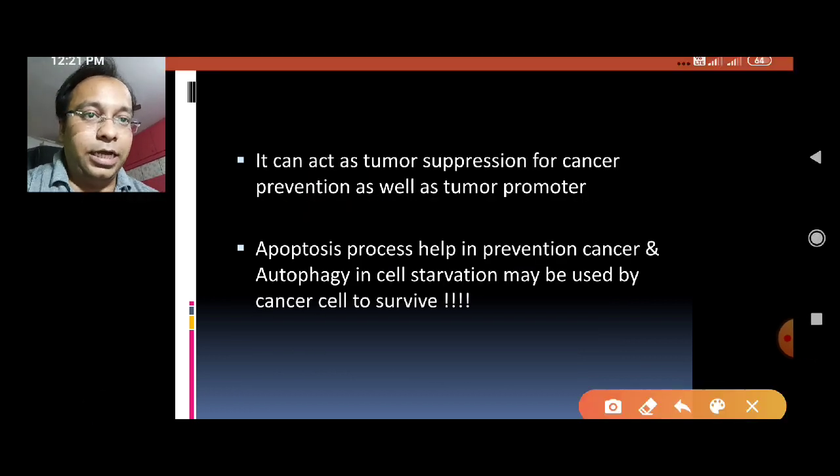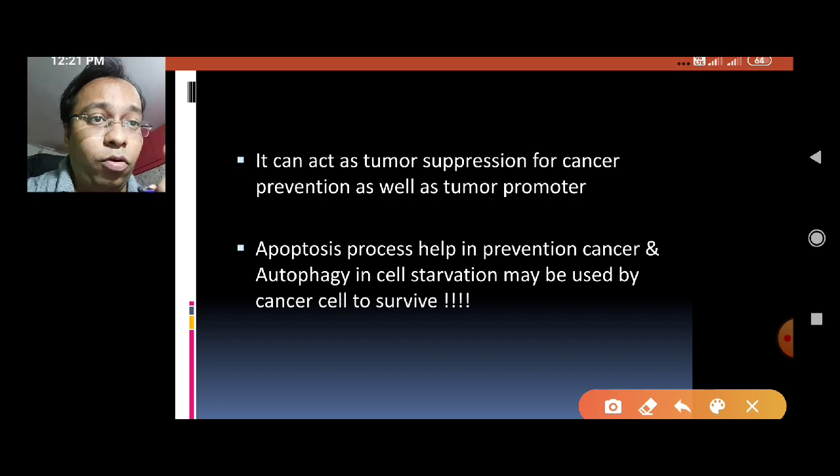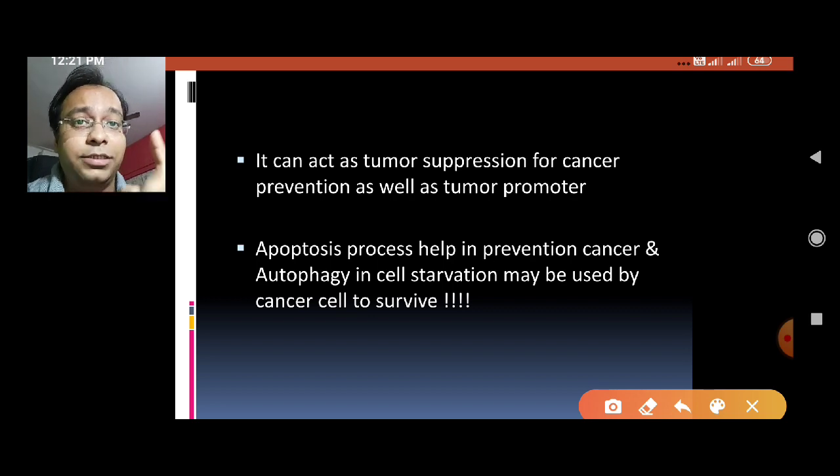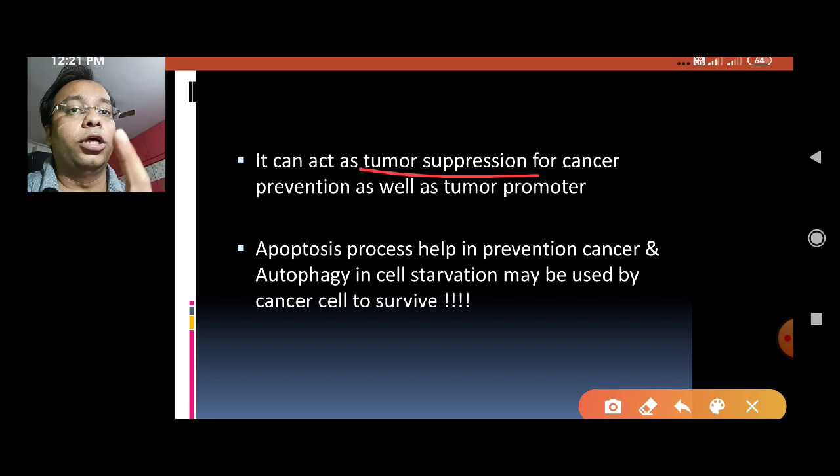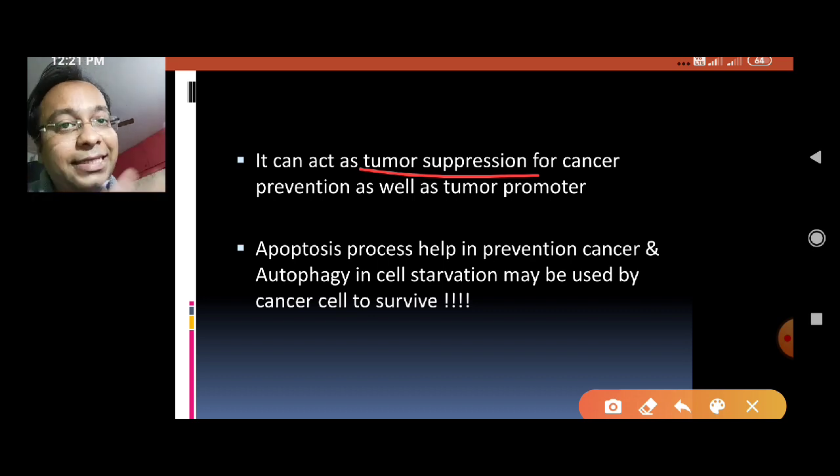Okay guys, now you have to remember that autophagy will help in the prevention of cancer. It will act as a tumor suppressor, right? It will help in preventing cancer formation in our body through the process of apoptosis. If any cell is mutated, it will be removed by apoptosis, and this apoptosis process is carried out by autophagy.